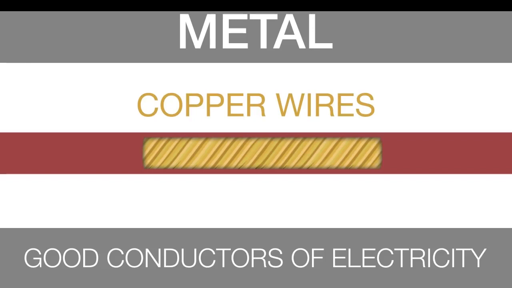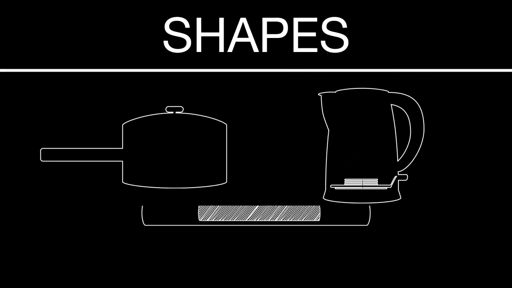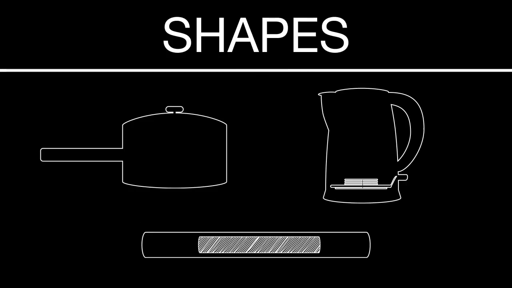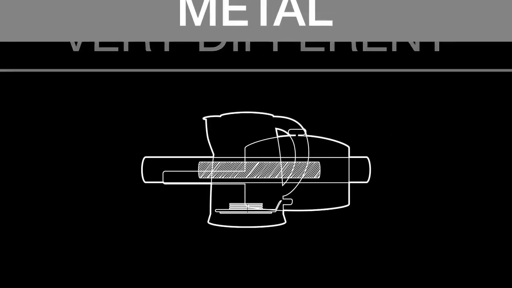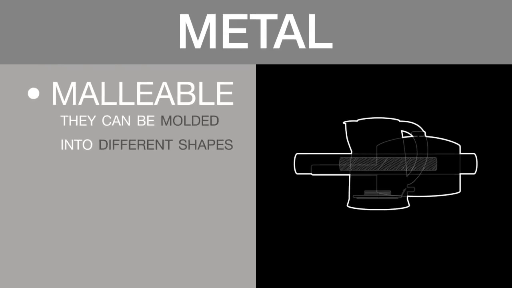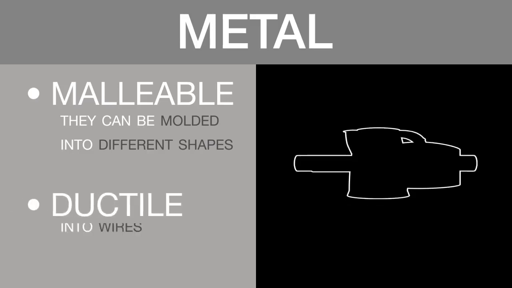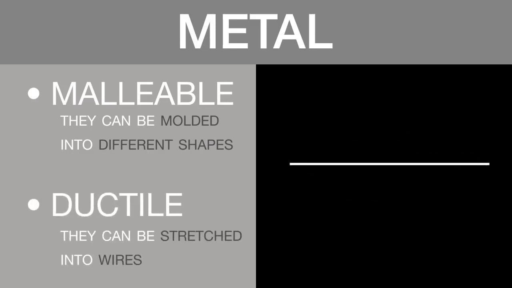of rubber. Think about the shapes of the everyday objects we described. The pot, the heating element inside the kettle, and the copper wires. Notice that they are very different. Metals are malleable. This means that they can be molded into different shapes. Metals are very ductile. This means that they can be stretched into wires.